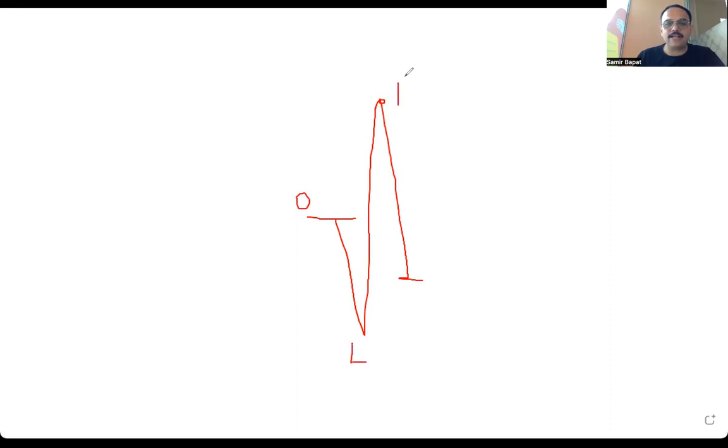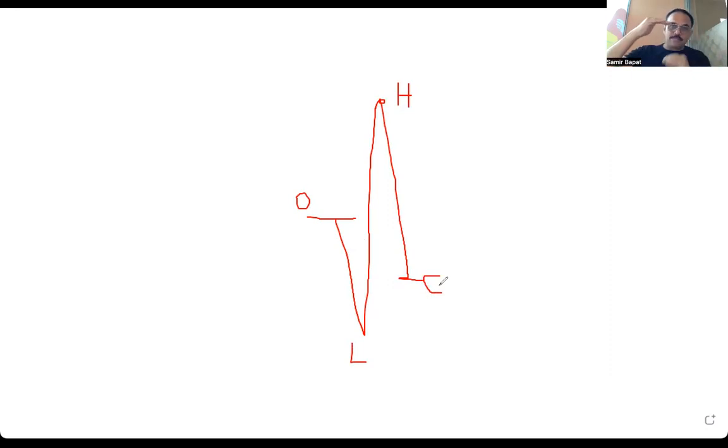The second candlestick that might happen is: the price opened here. At this point, at 9:15, the stock market started trading. It opened here. It went down. The traded price went down till this point, then again went up to this high here, and finally at 3:30 the price closed here. Open, high, low, close.